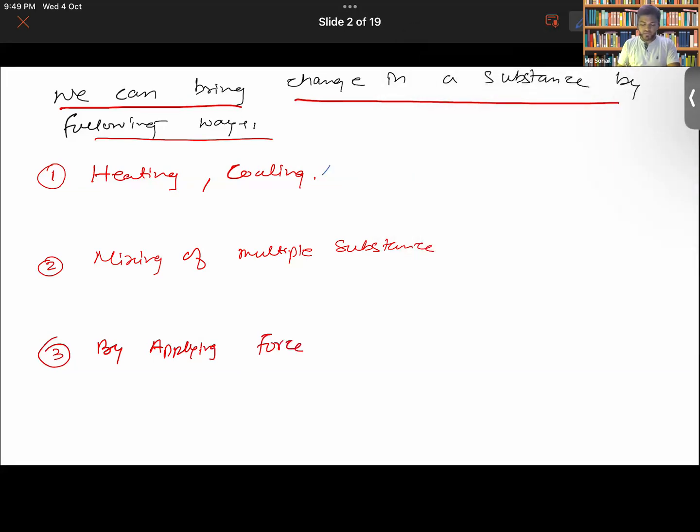If we were to talk about heating and cooling, what are the changes that are caused by heating? Whenever you heat a substance, it will get affected in several ways. What are the several ways in which a substance might get affected if it is heated? Like the temperature of that substance will obviously increase. Some substances, for example, if you were to heat an iron rod, only the temperature of the iron rod increases. The iron rod becomes hot.